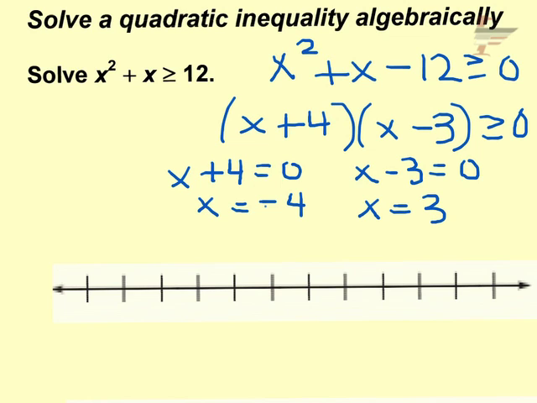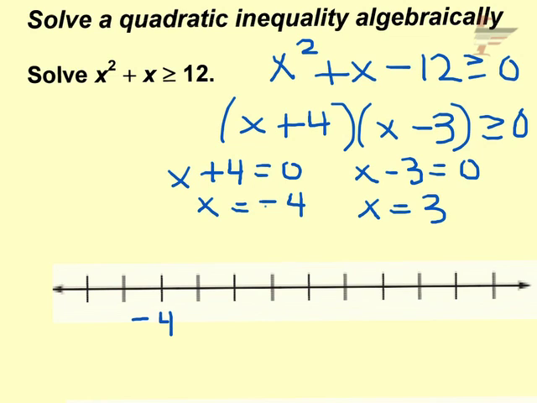Now, it's important to understand that if I put 3 into the original inequality, 3 squared is 9, 9 plus 3 is 12, and 12 is greater than or equal to 12. Yes, it is. It's equal to. Negative 4 squared is 16, minus 4 is 12, and yes, 12 is equal to 12. So yes, these work, but it's only the equal to 12 and not the greater than part.